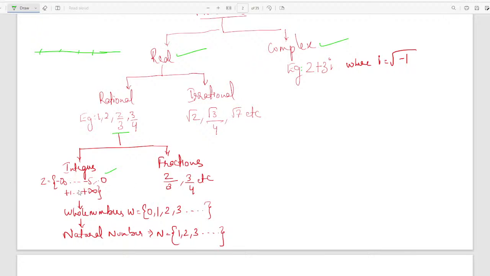In integers also there are two types here. Whole numbers are integers which include 0, 1, 2, 3. There are no negative numbers. So if you remove negative numbers from the integers, you get whole numbers. And from the whole numbers, if you remove 0, you will get natural numbers.